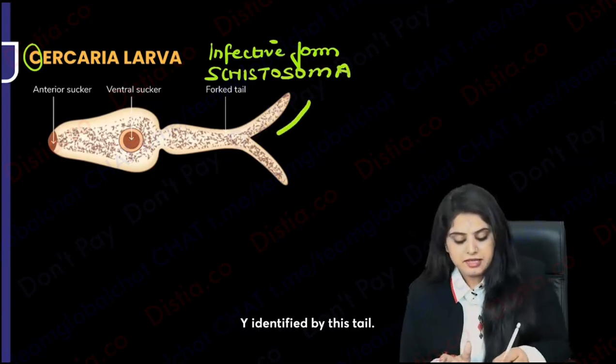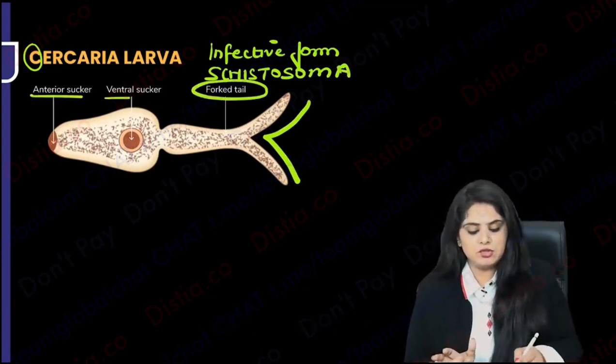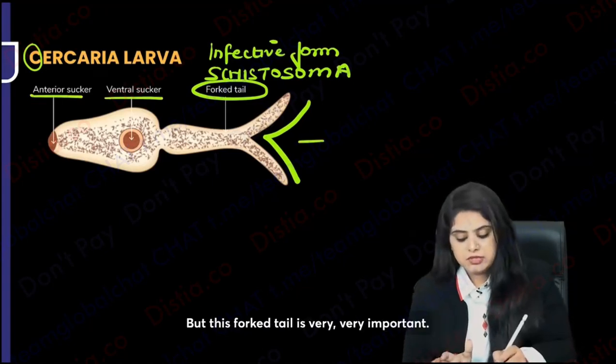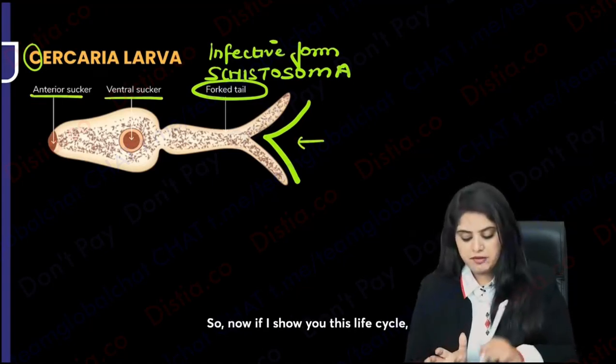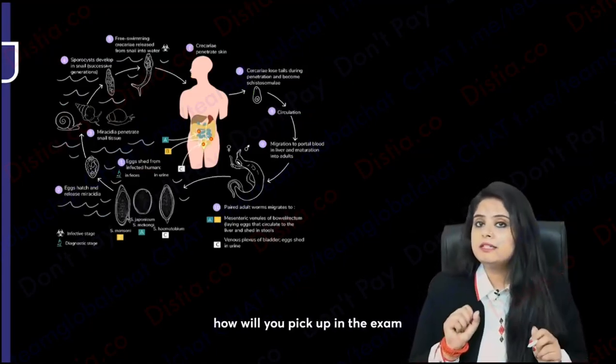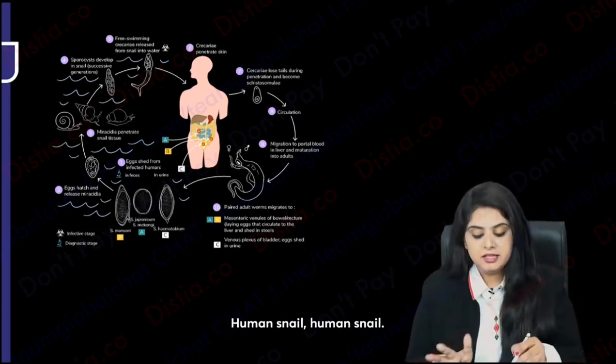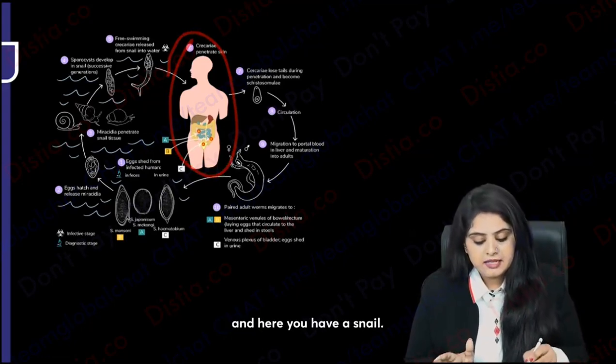You identify it by this tail. There is no other form which is going to have a forked tail. Suckers are present in all, but this forked tail is very, very important. So now if I show you this life cycle, firstly, how will you pick up in the exam that this is the life cycle of the trematode family? Human, snail, human, snail. So here you have a human and here you have a snail.